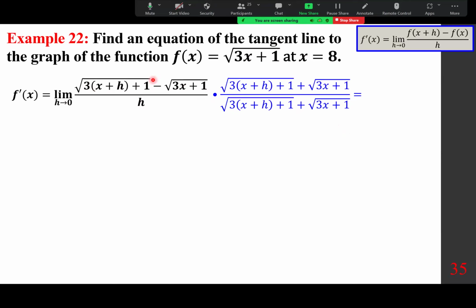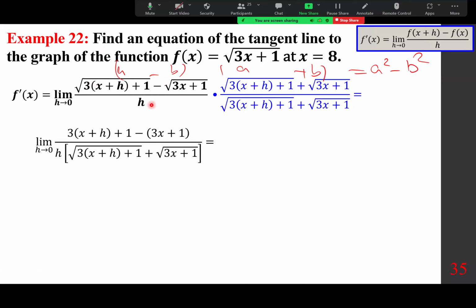What happens here? You have a minus b times a plus b. The answer is a squared minus b squared, which means you're going to square this so it comes out, minus you're going to square this and it's going to come out. And as I mentioned, the denominator, you don't do anything, h and then times this.